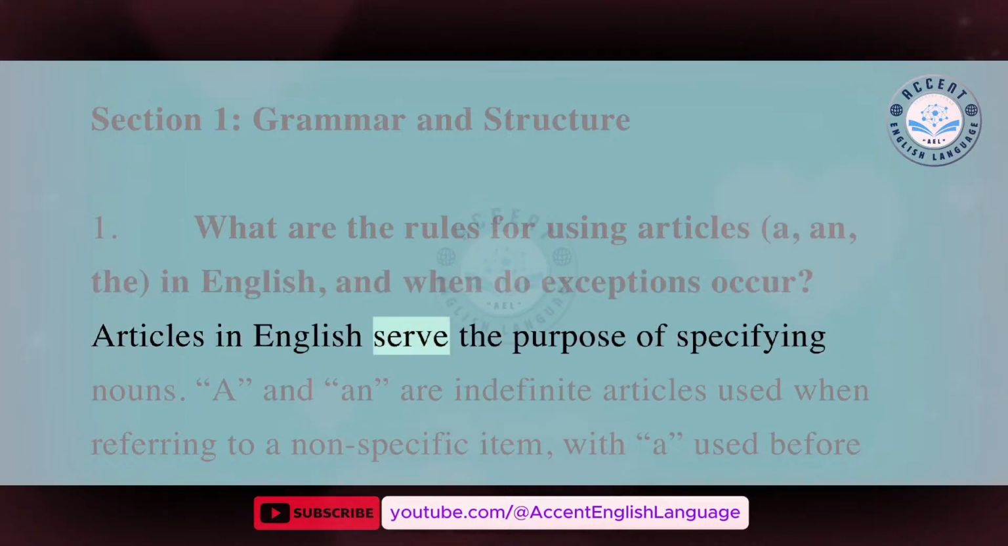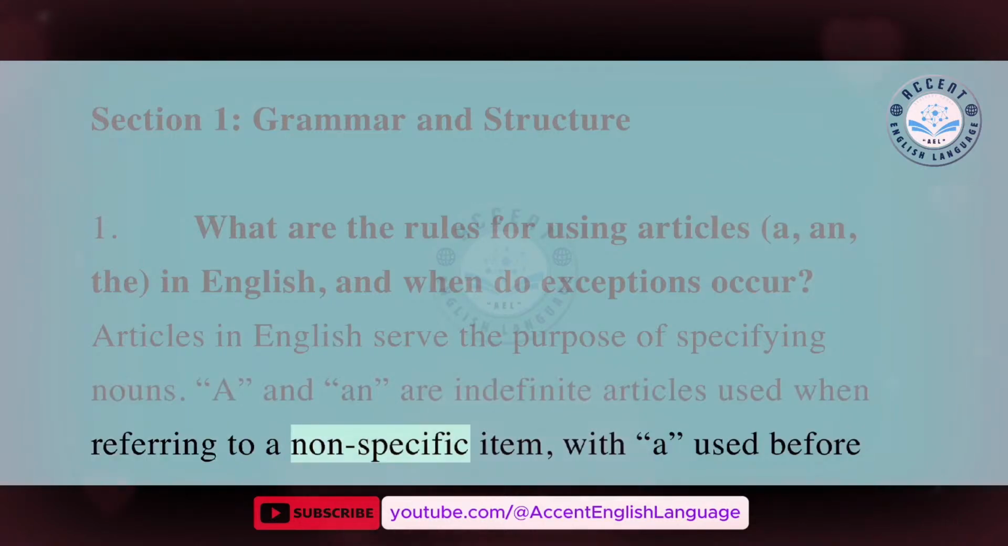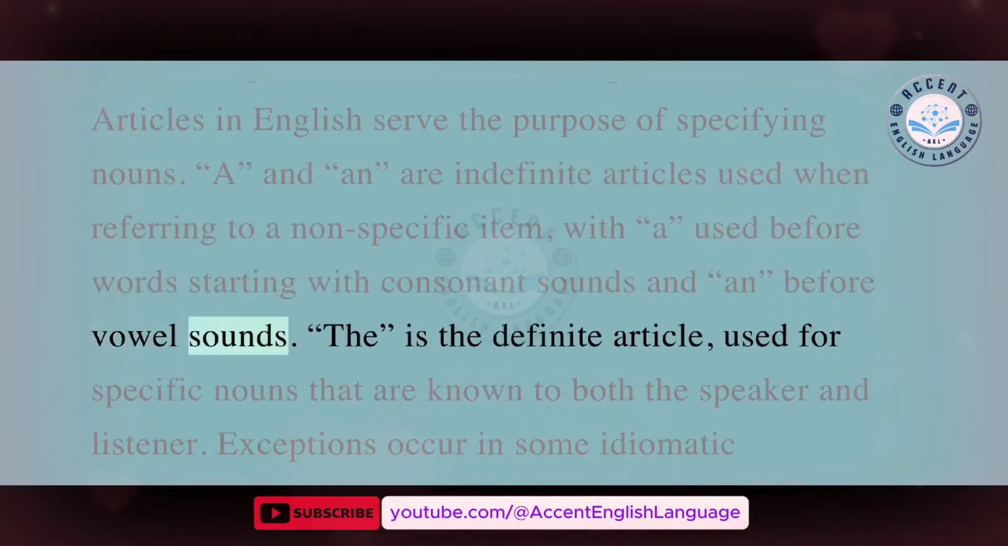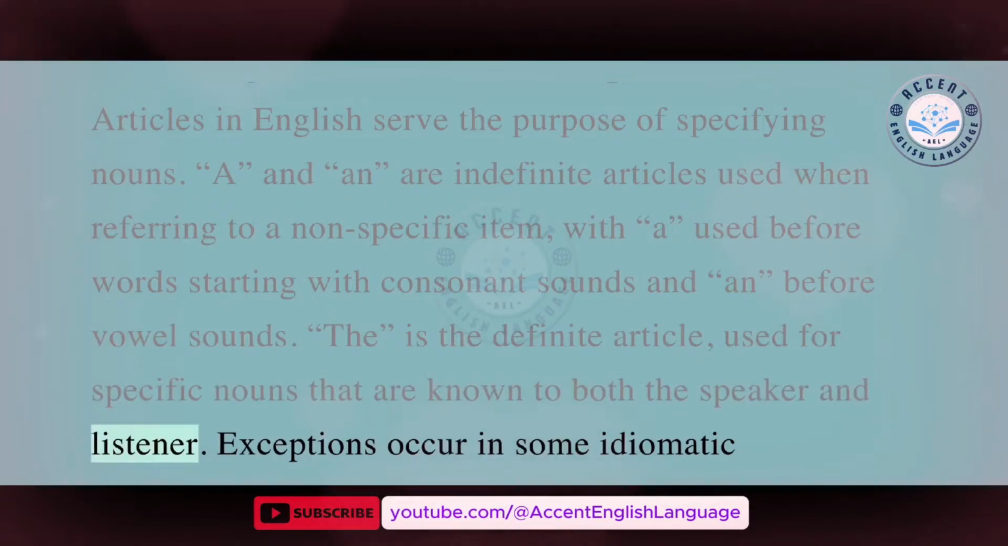Articles in English serve the purpose of specifying nouns. A and an are indefinite articles used when referring to a non-specific item, with a used before words starting with consonant sounds and an before vowel sounds. The is the definite article used for specific nouns that are known to both the speaker and listener.